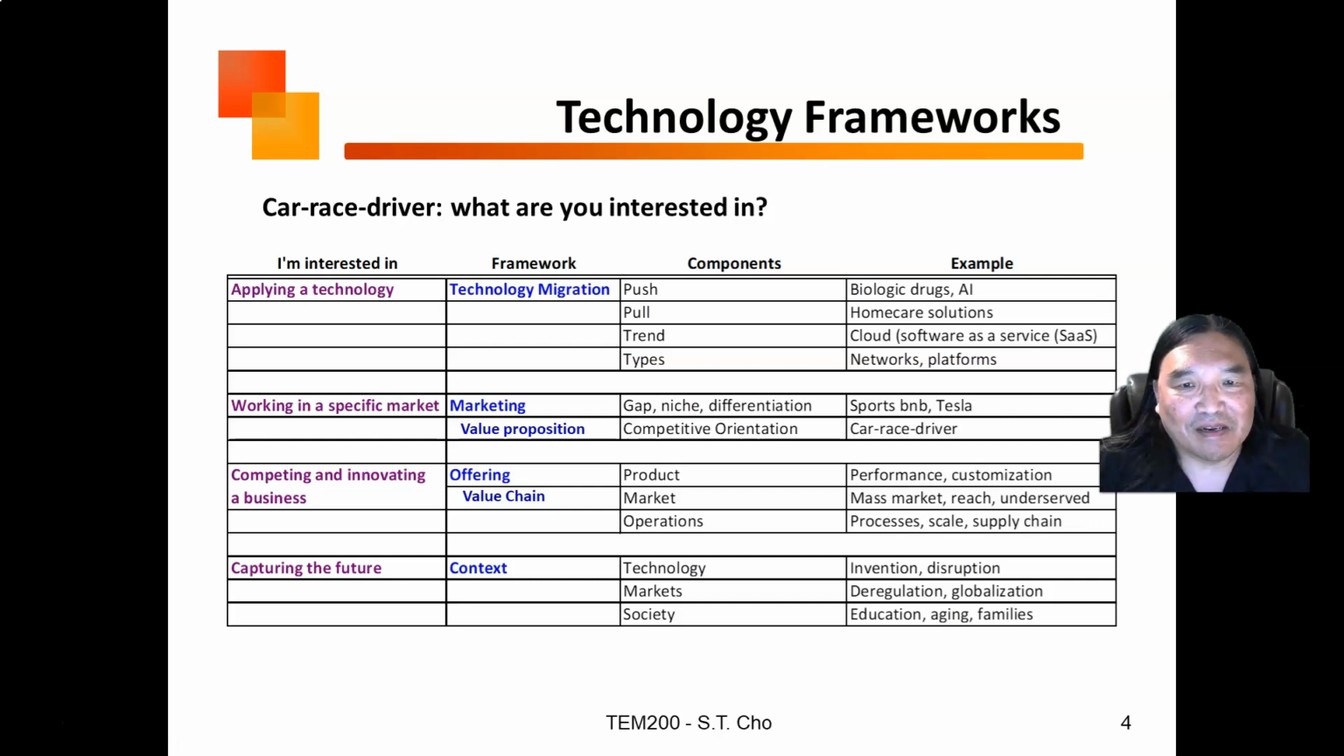Pull means that the customer wants it and they're asking for it. For example, home care solutions. For those of you who have elderly parents, it is damn expensive to have somebody watch after them 24 hours a day. You can't afford it. So right now, China has got a big problem with an aging population. It's actually pretty stunning. In 30 years, the average age of their society is going to be 52 years old.